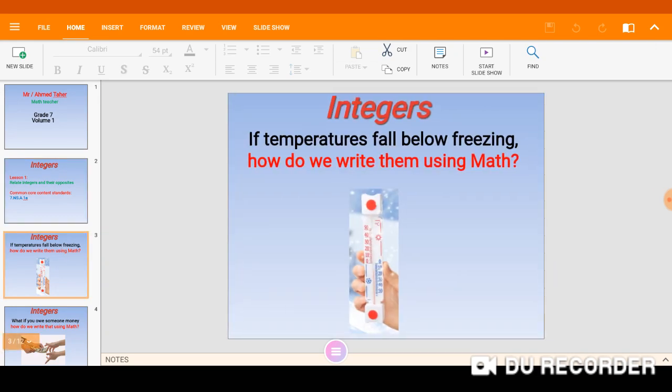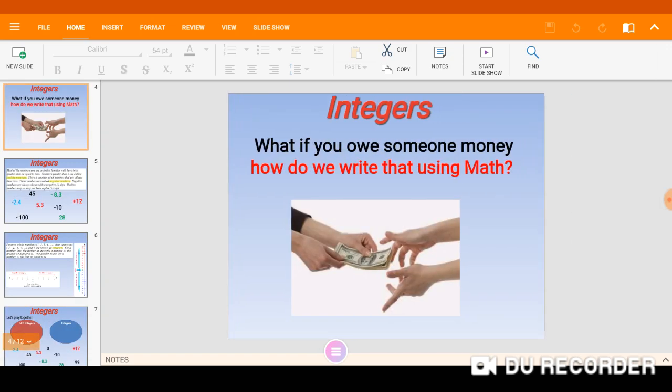Okay, our lesson today is integers. I'll ask a question. If temperatures fall below freezing, how do we write them using math? We want to connect between math and our real life. Again, what if you owe someone money? How do we write that using math?